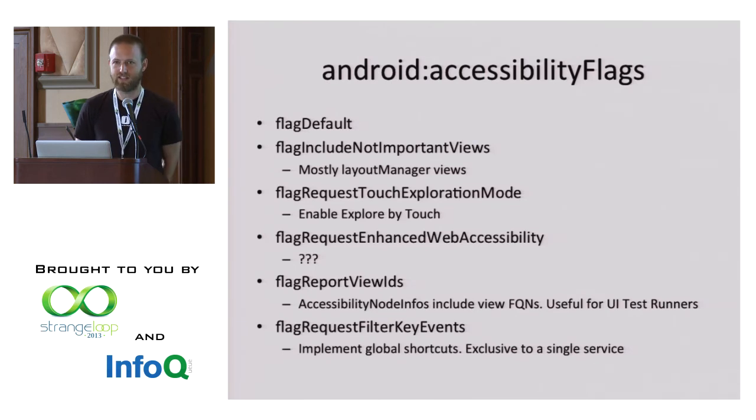Then the accessibility flags are ways that you can get more advanced features out of the accessibility service. If you're a test runner, for example, you can declare that you want to report view IDs, which gives you fully qualified names of all your view IDs. I'm not actually sure what request enhanced web accessibility does. I've looked for documentation on it and I couldn't find a whole lot. Request touch exploration mode basically says my accessibility service is only useful if you use Explore by Touch, and there are also some more advanced features that require this flag to be set. This is all in the documentation.